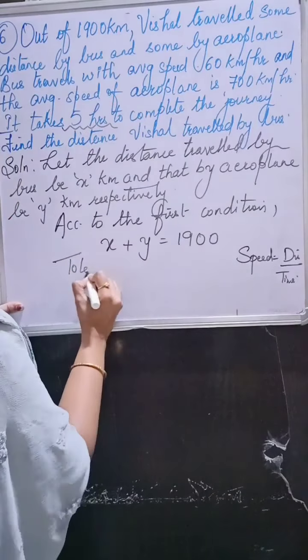Now what we'll do? We will cross multiply. 700 into x will be 700x plus 60y upon 6 sevens are 42 and 3 zeros is equal to 5. Now take this 42,000 to the other side. You get 700x plus 60y is equal to 5 into 42,000.